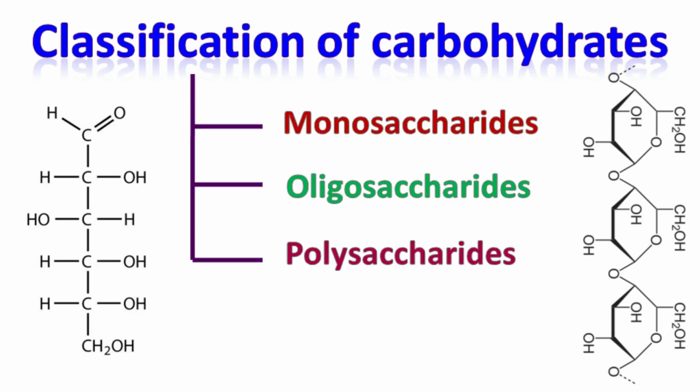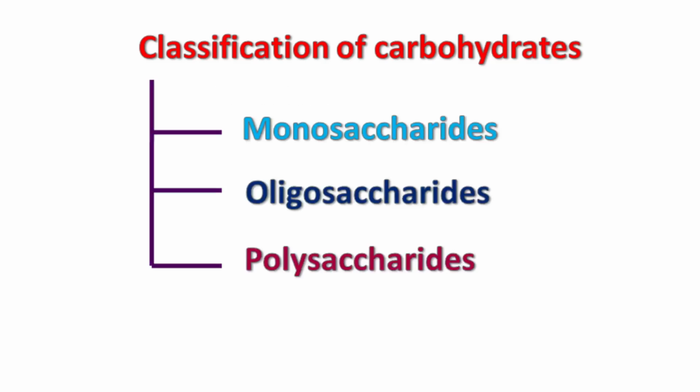Let's talk about classification of carbohydrates. Carbohydrates are often termed as saccharides, which means sugar. Carbohydrates are mainly classified into three major groups known as monosaccharides, oligosaccharides, and polysaccharides.